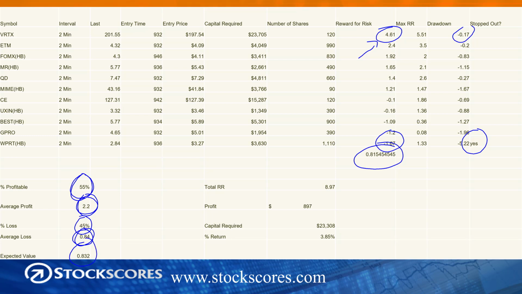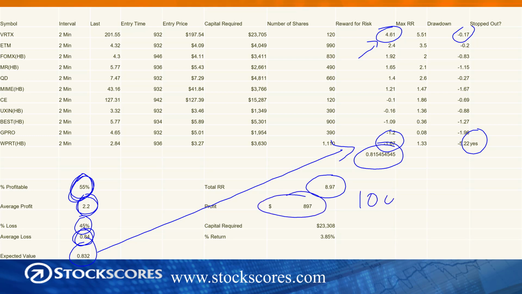Now you might be wondering, why is this number different than this number? Because they actually should be the same, and it's just because of rounding in the calculation, because this percentage profitable isn't exactly 55, it's a little bit less. Doesn't really matter, you get the gist of it. At the end of the day, all of those trades totaled 8.97 RR, which was an $897 profit if we were using $100 of risk per trade.